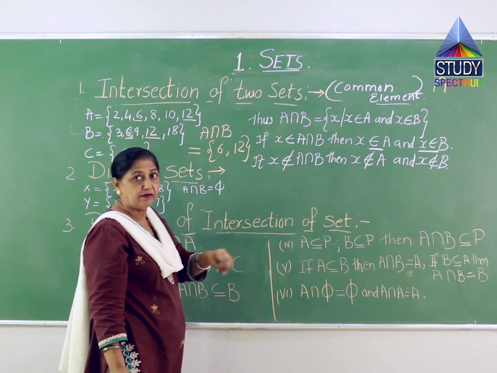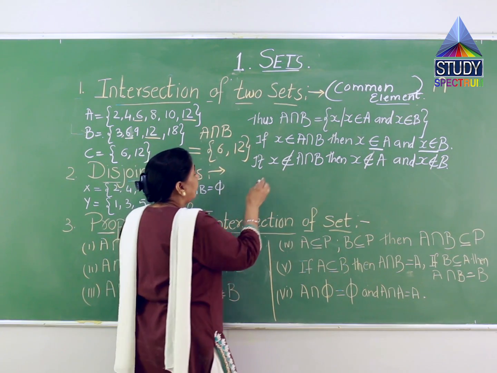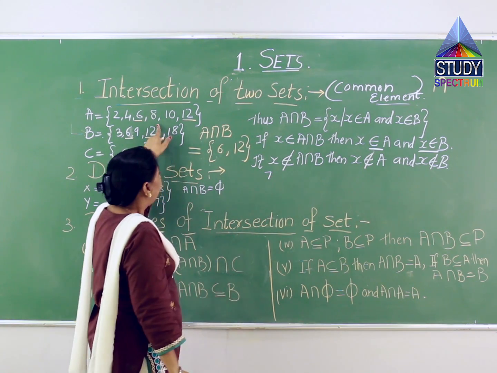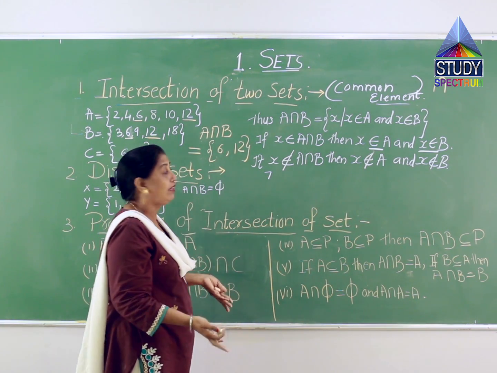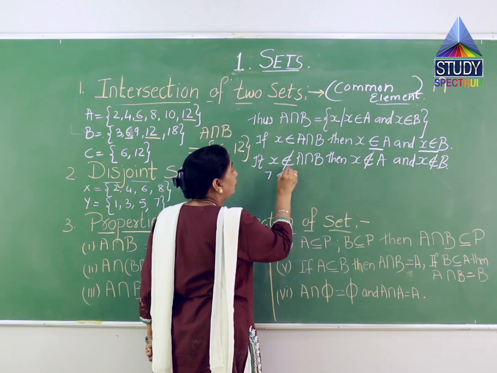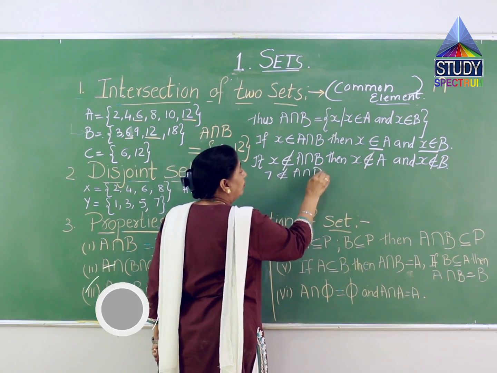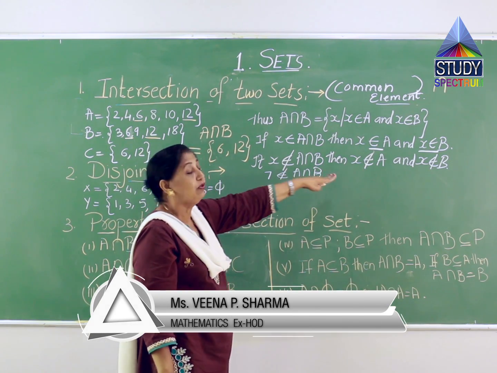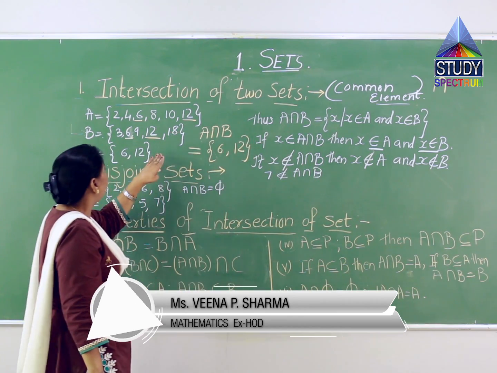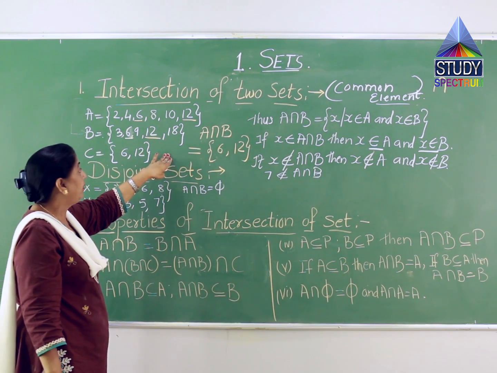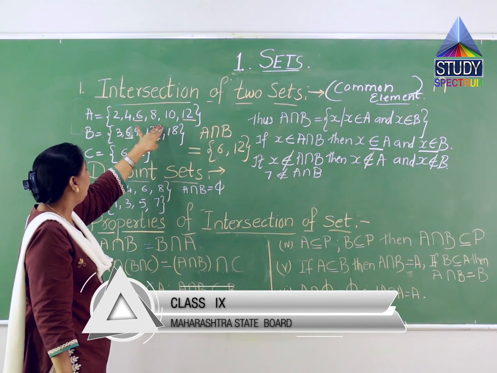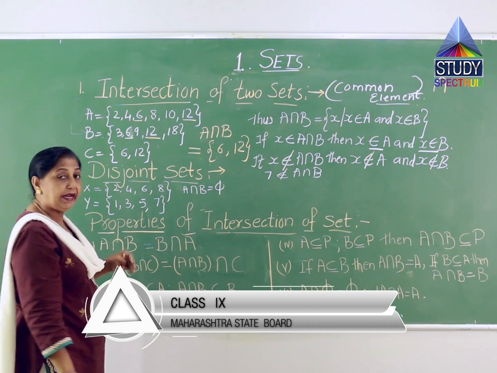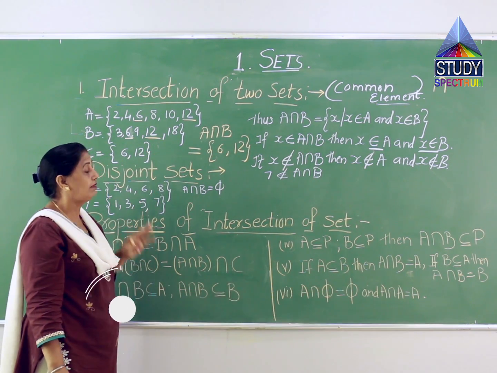Suppose I take 7. Now 7 does not belong to A, so it will not belong to the intersection of A with the B set, right? And then it will also not be present in set A and B. Here you can find that 7 is not present in set A, and it is also not present in set B.